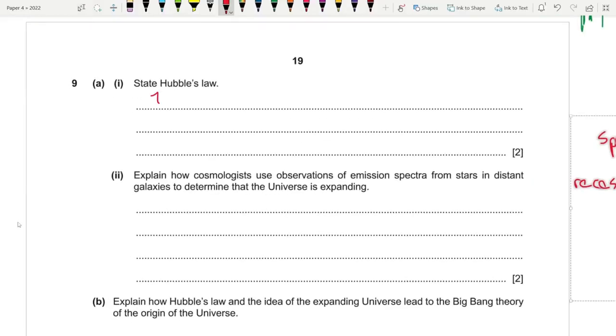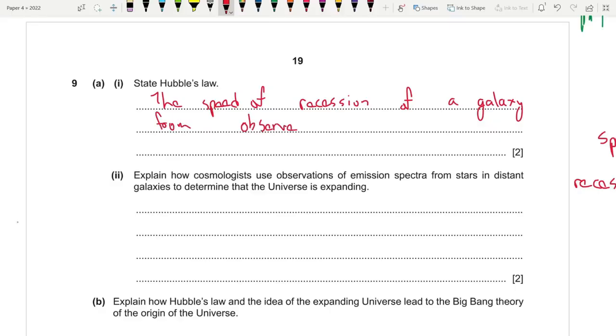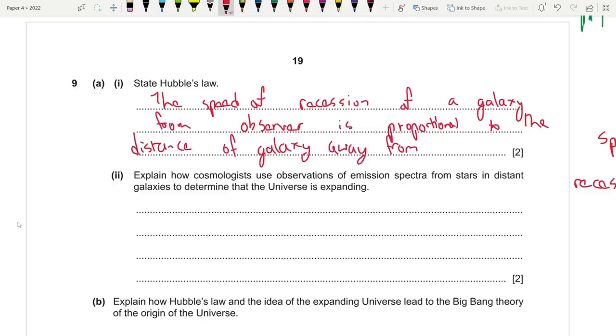So the speed of recession of a galaxy from the observer is proportional to the distance of the galaxy away from the observer. Okay.